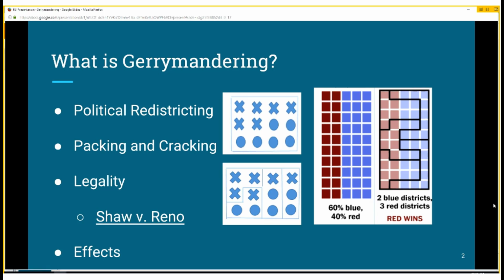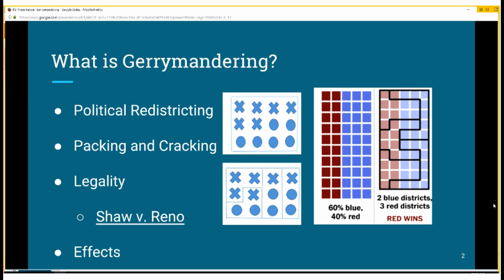Now, the effects of gerrymandering are quite profound because gerrymandering essentially creates a situation where representatives are able to choose their voters rather than voters being able to choose their representatives. After the 2010 census, Republicans were able to use gerrymandering to gain control of the House by a 234 to 201 margin, even though Democrats received 1.4 million more votes during that election cycle.